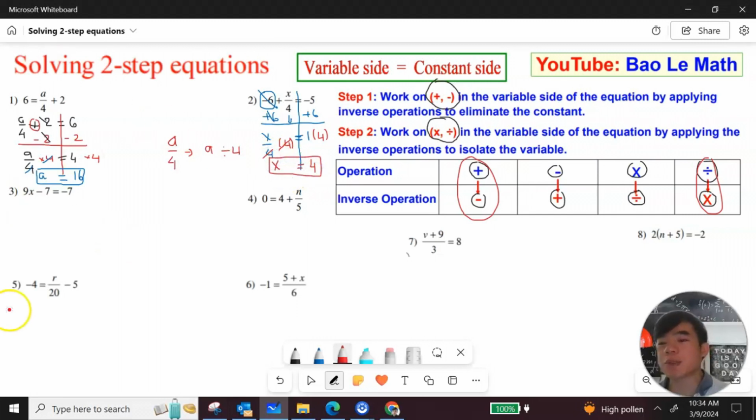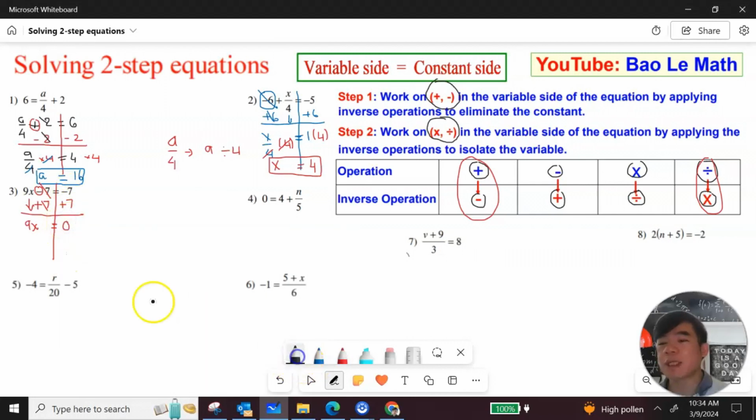Now number 3. The variable is on the left-hand side, so that's pretty good. I just draw a line. Now I deal with the constant first. This is negative 7, so the inverse of negative 7 is plus 7. I add 7 to both sides. This cancels out. I have 9s left, so I bring 9s down, equal to negative 7 plus 7, which equals 0.